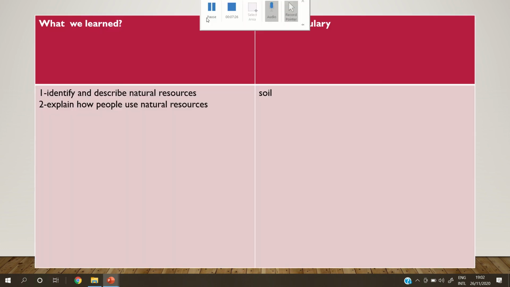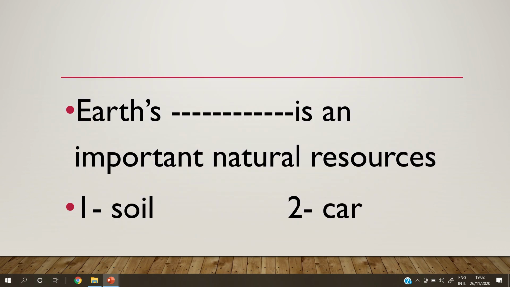So in this lesson, we learned how to identify and describe these natural resources, and also explain how people can use the natural resources like the plants, the animals, and the soil. Okay, can you answer this question with me?